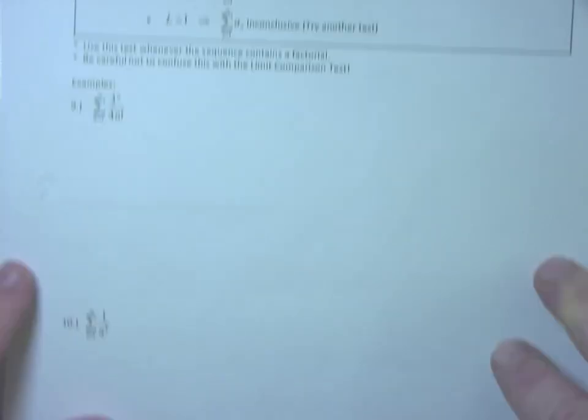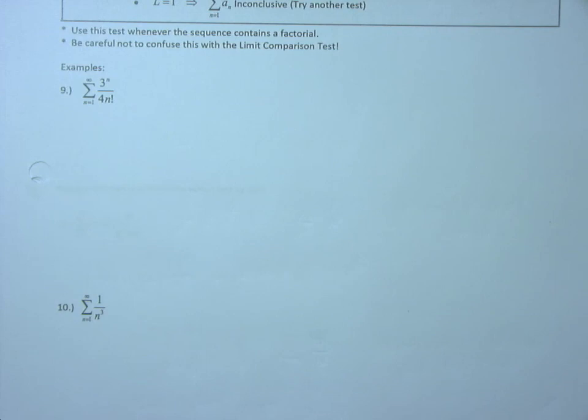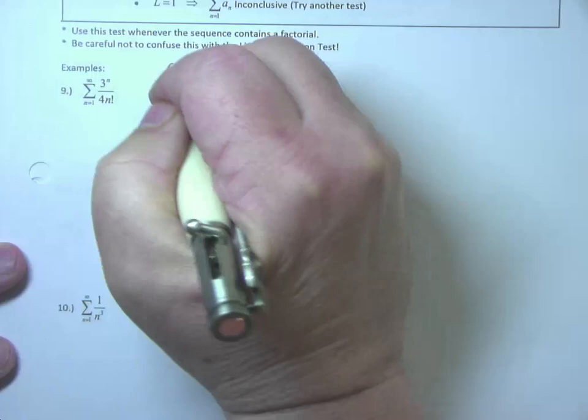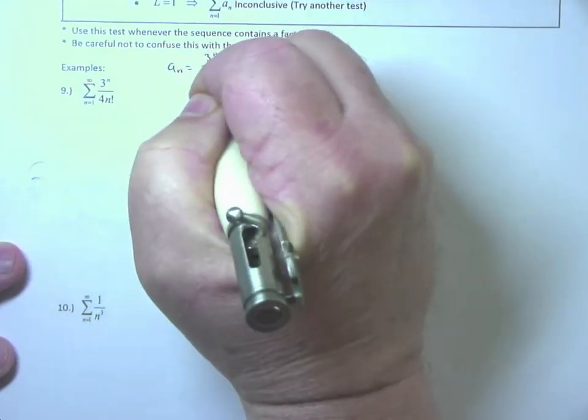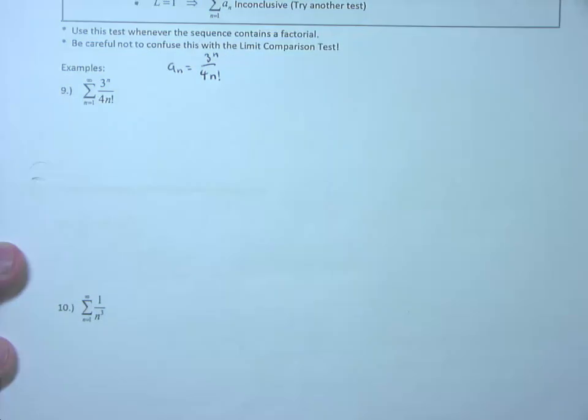Take a look at this first guy. This is the sum as n goes from 1 to infinity of 3 to the n divided by 4 times n factorial. What do you see in this problem? Powers of n and factorials. This is a choice guy for blowing him out of the water. The ratio test is designed for this hard series. So, here we go. The a_n part is the sequence part of your series, which is 3 to the n over 4 n factorial. Okay?